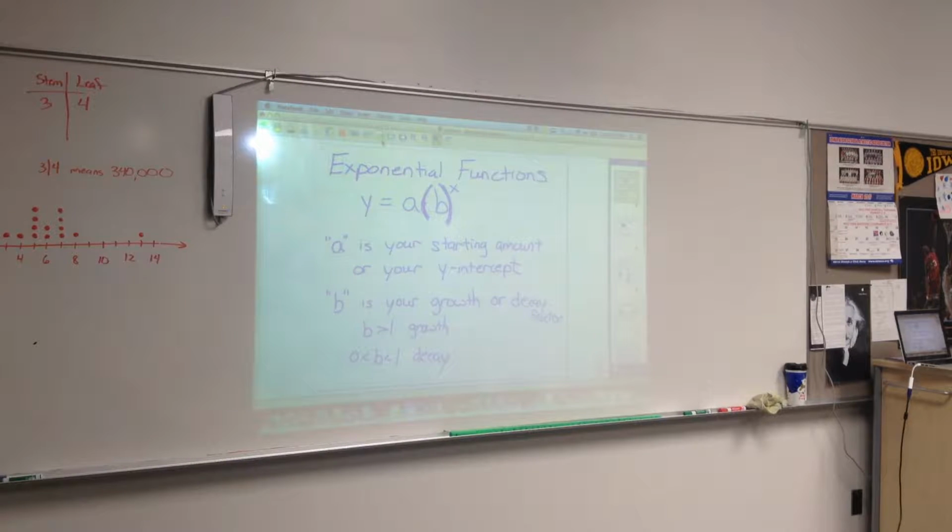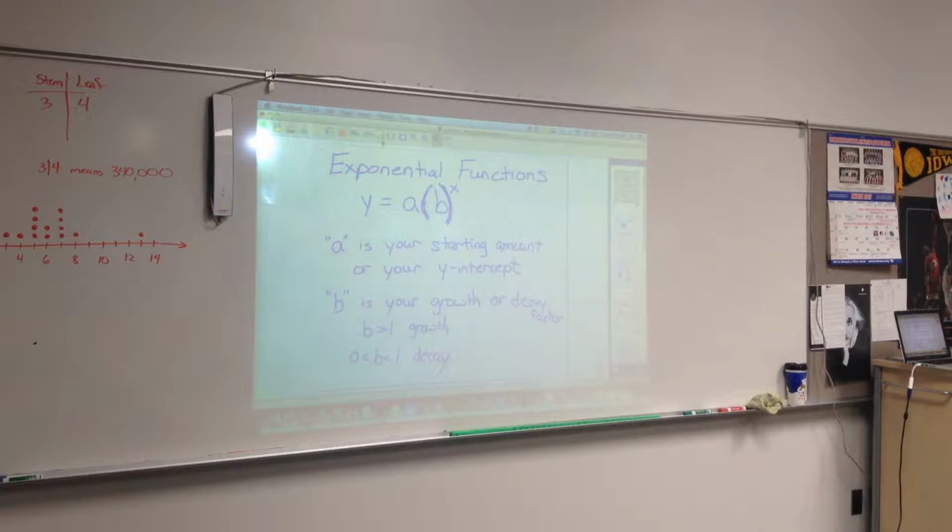B is your growth or decay factor. How do you know when it's growth? The b values are bigger than 1. Can you explain to me why that would make them grow if the b value is larger than 1? Because it's to a power, and so that means you're doing what with that b value? Making it bigger. You're multiplying it by itself, right? If you multiply something by a value that is larger than 1, what is going to happen to that value? It's going to get bigger. It's going to grow.